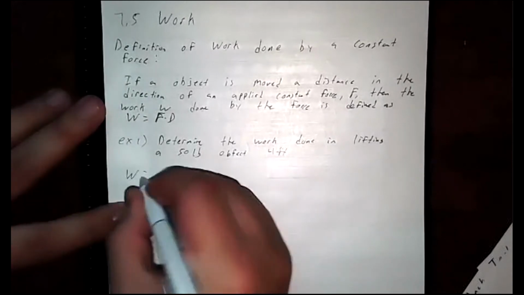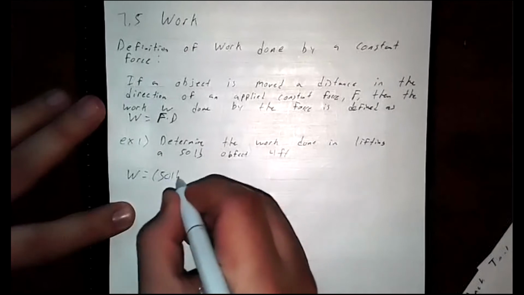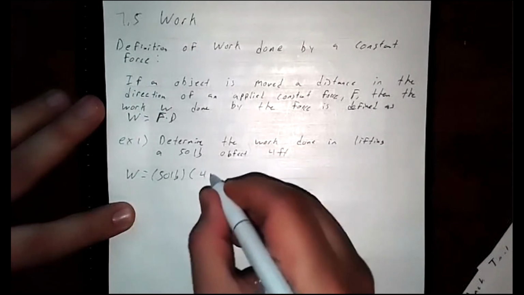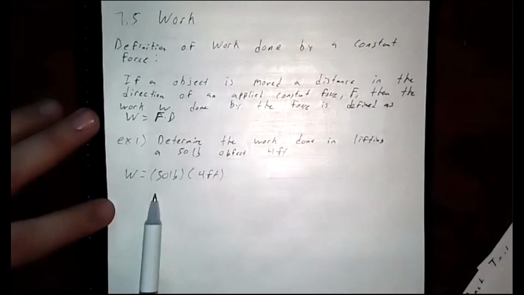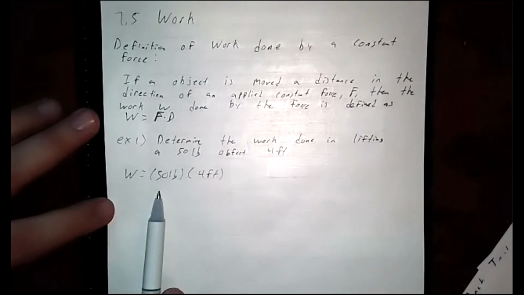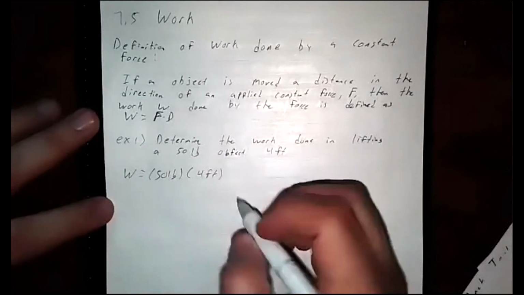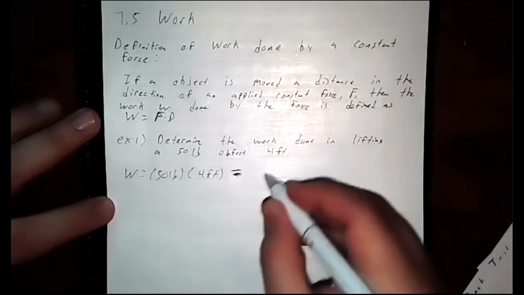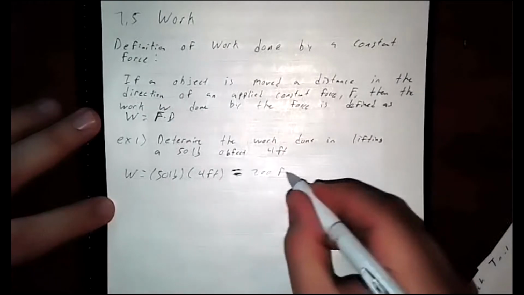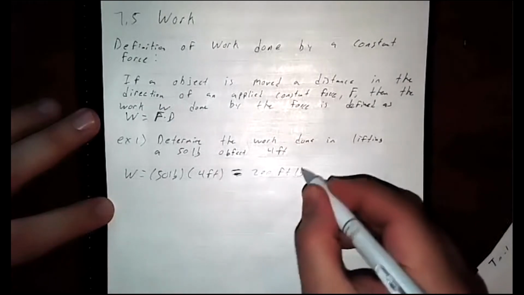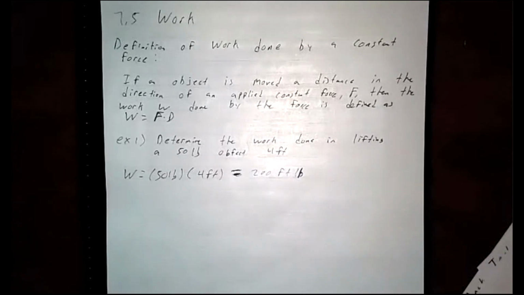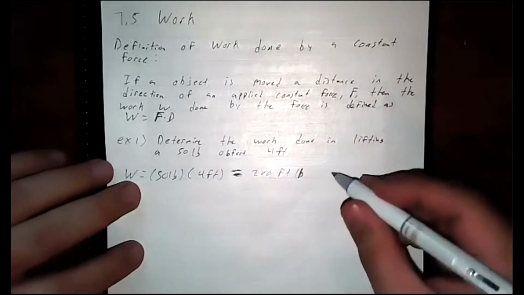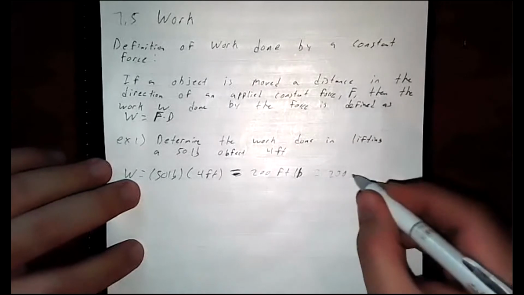So the work done would be 50 pounds times 4 feet. I'm picking up a box or whatever, right? The work done would simply be 50 times 4, which equals 200 foot-pounds. In physics, usually we use newtons, or if we use the other system, foot-pounds. This would also be equivalent to 200 joules.